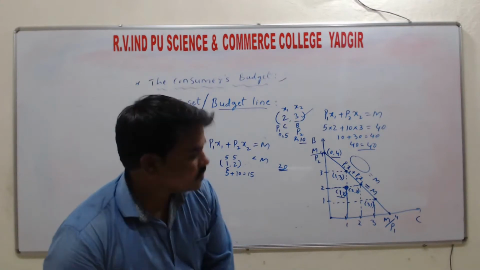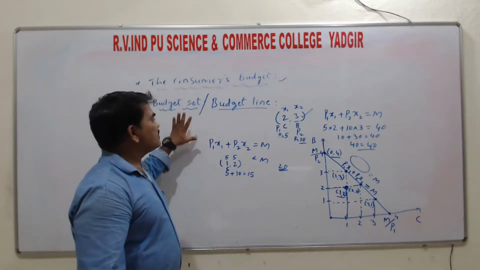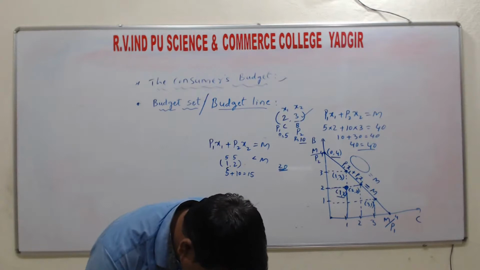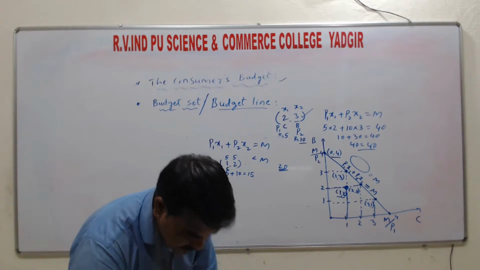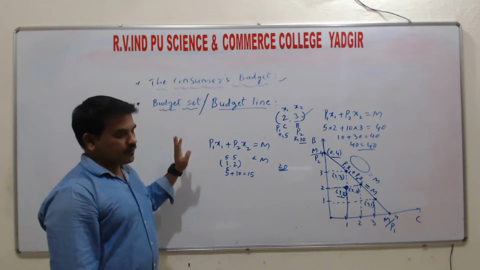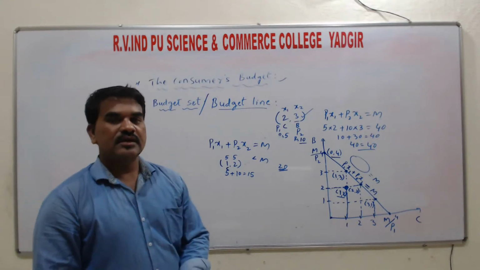Okay, so we stop here. These are the things for today, and in the next class we will discuss the price ratio and the slope of the budget line. What is the price ratio and what is the slope of the budget line? We will discuss all those things in the next class.